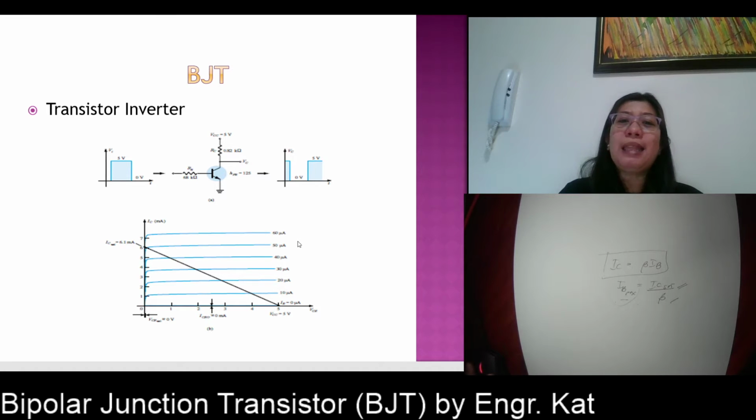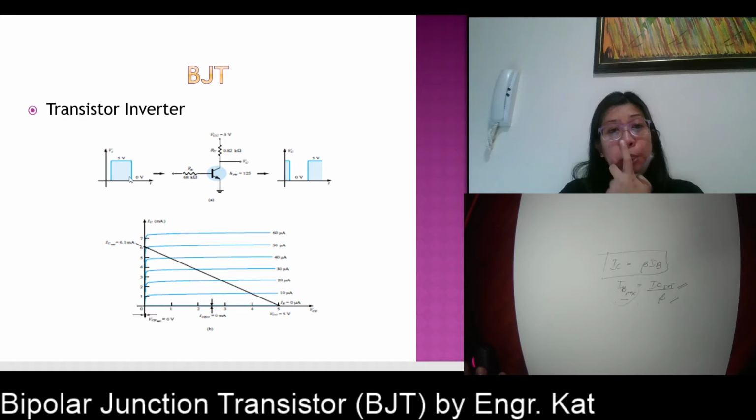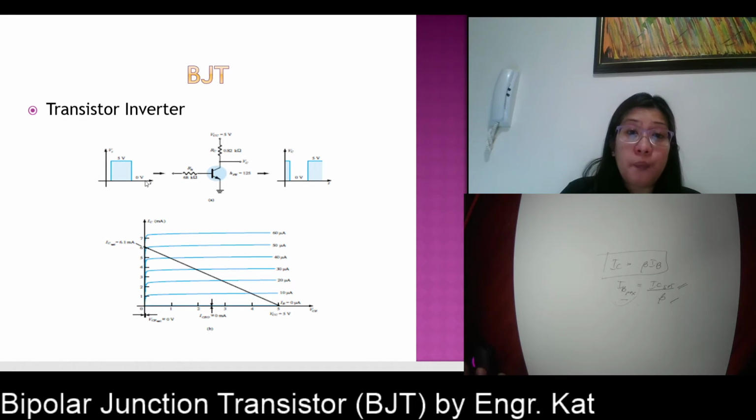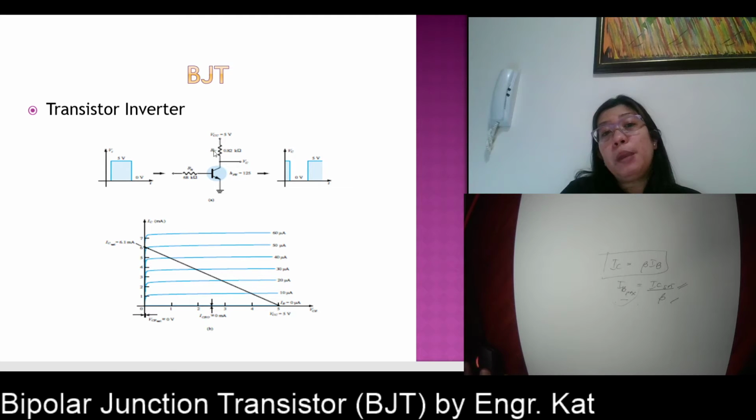So that happens when your input is equal to 5 volts. When your input is equal to 5, our output is equal to 0. Why is your output equal to 0? Because all of the current flows across your RC. Since all of the current flows across your RC, our output here is equal to 0, because all of your 5 volts will be seen across this RC.